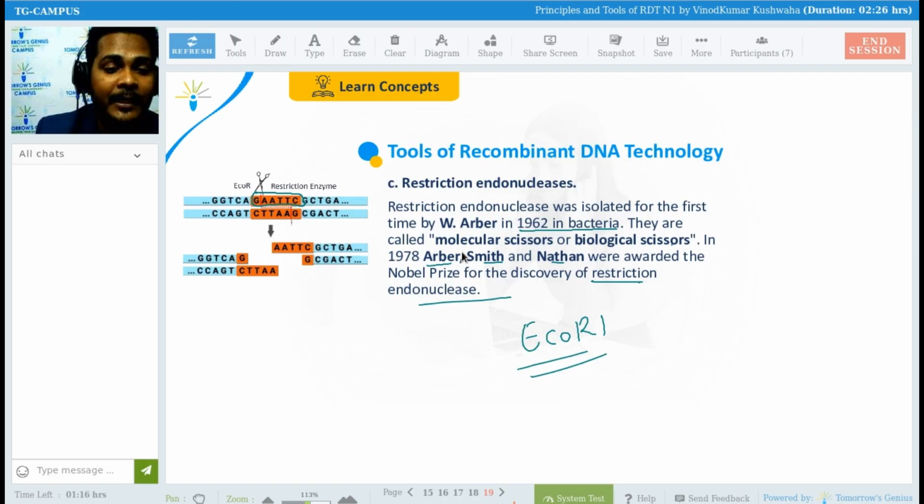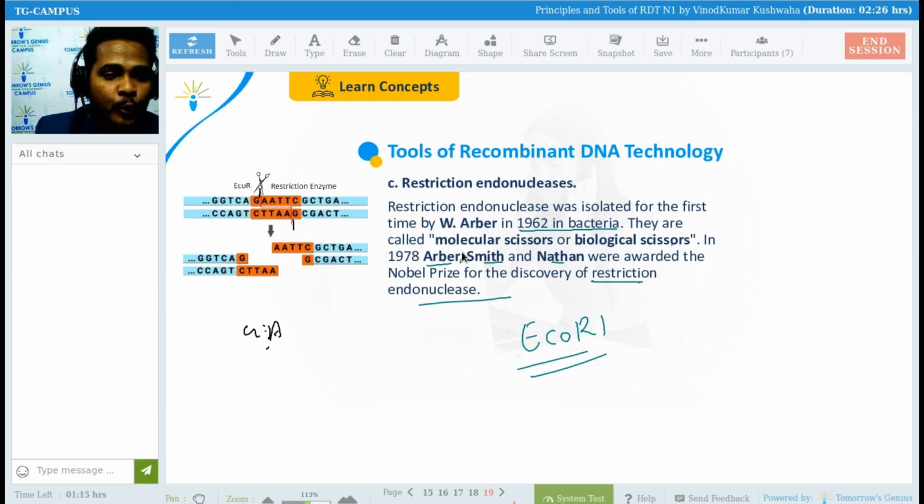They recognize this base sequence in the DNA duplex, and they cut its strand between the G and A, as you can see here. So this is the G and this is A, between G and A. See the red marker. Can you see the red marker? It is in between the G and A. Cutting is made between the G and A, here and here, right?